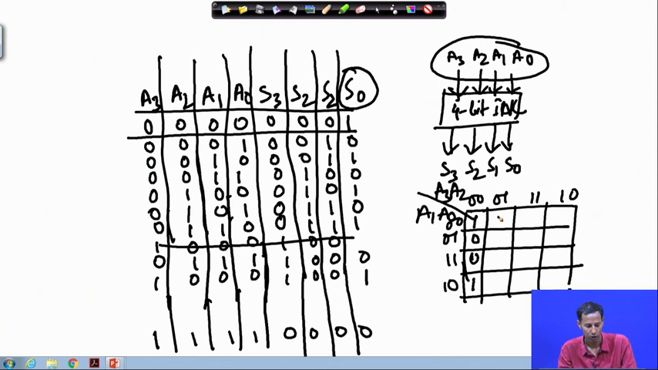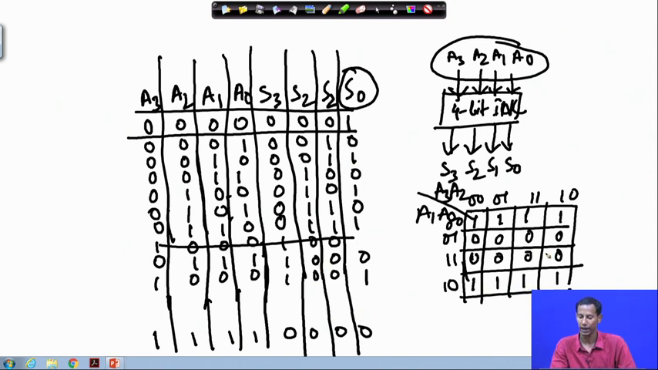Again for 0 1 0 0, it is 1. For this is 0, for this is 0, for this is 1. Okay. Then this one 0 0 1 0 0 1. So, for 15 this is 0, for 14 this will be 1.